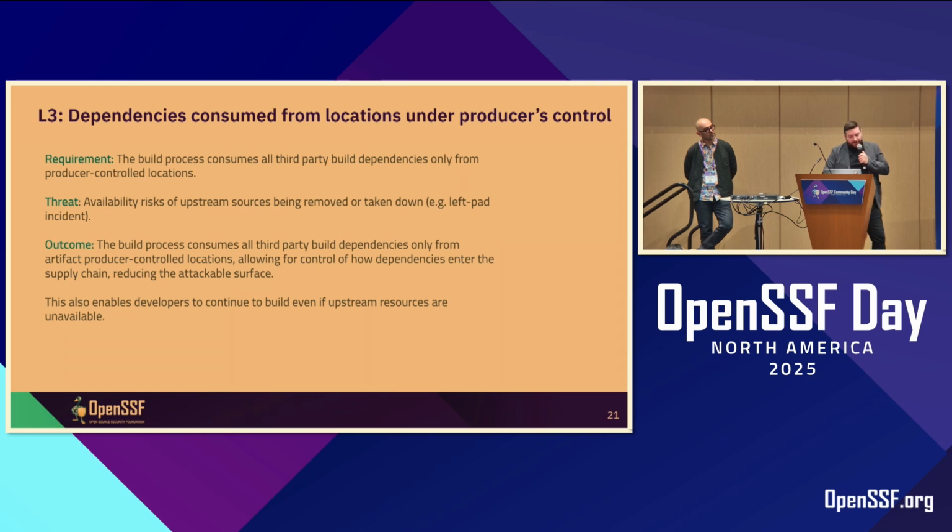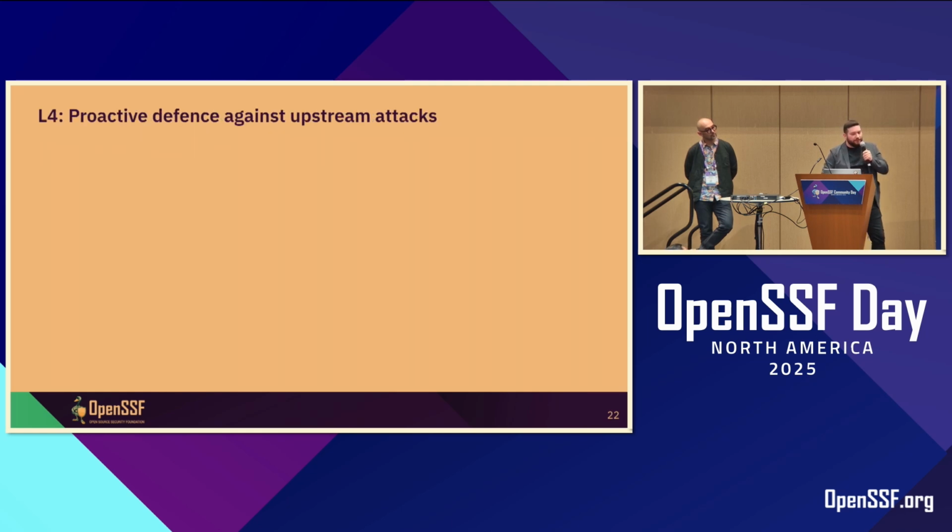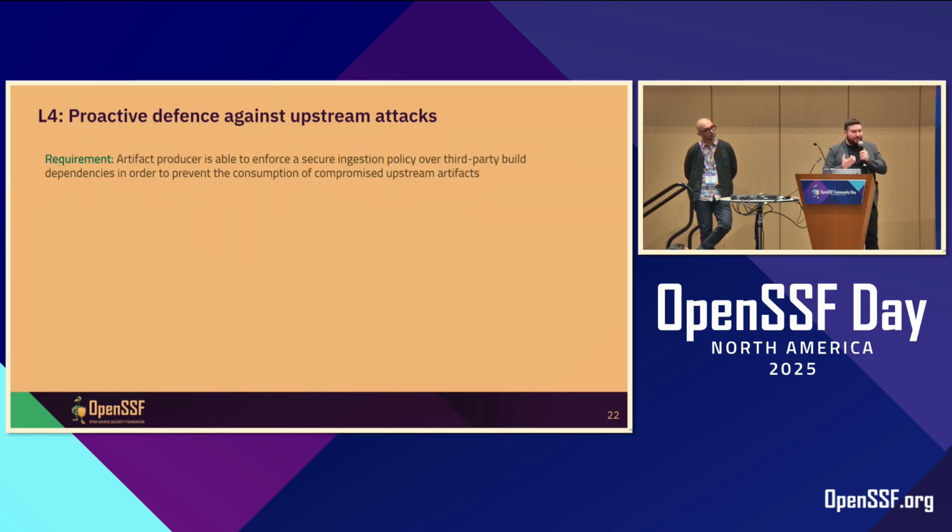It's also a prerequisite to be able to achieve the fourth level, which is, I think, one of our coolest and probably most contentious ones, because there are a lot of ways of dealing with this. But starting to have some defenses against those upstream attacks that we've seen happen. Now, this is really all about you having a way of enforcing some level of secure ingestion over what you are pulling in from those upstreams.